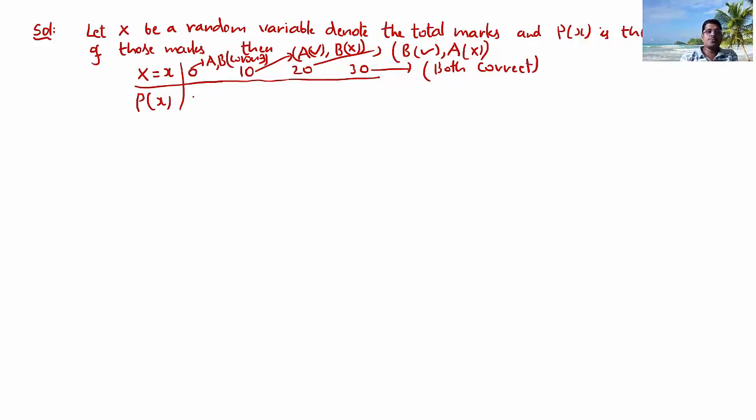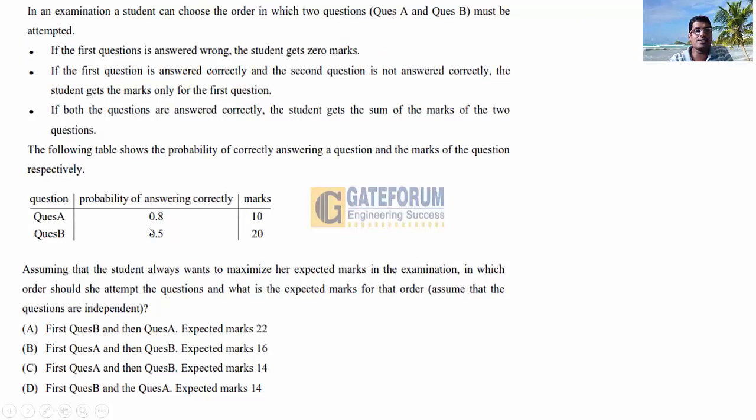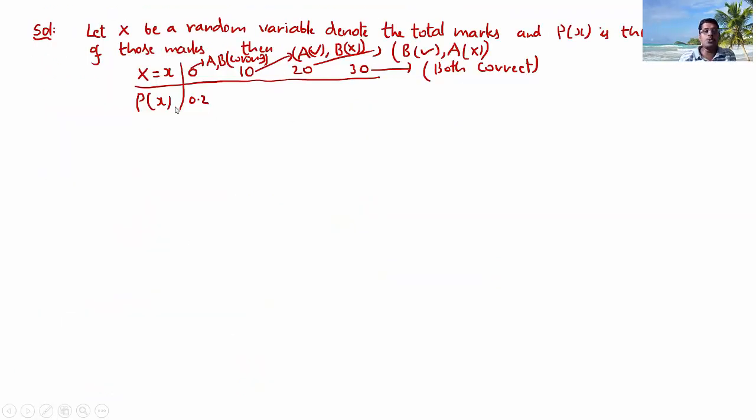So getting 0: A wrong, B wrong. A attempted with correct answer is 0.8, so attempting wrong answer is 0.2. B is given in the previous slide. See, B answering correct is 0.5, so the question B answered wrongly is also 0.5. Okay, 0.2 into 0.5, which is giving 0.1 for this 0.